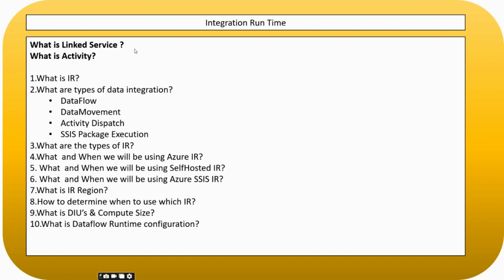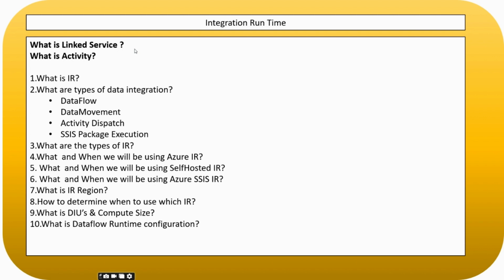Who is going to do this kind of transformation? The activity is going to do it. Each and every activity is responsible for doing its task. For doing the task, what is required? Data is required, and also compute power. It needs some memory and some vCores to perform the task. This kind of compute environment is provided by the integration runtime. That's why IR acts as a bridge between the linked service and the activity. So the first question is answered: what is IR? I hope everyone is clear.